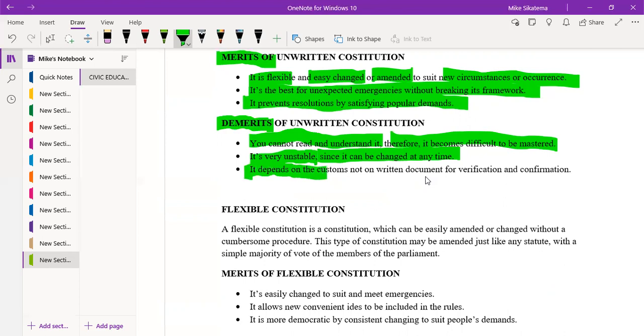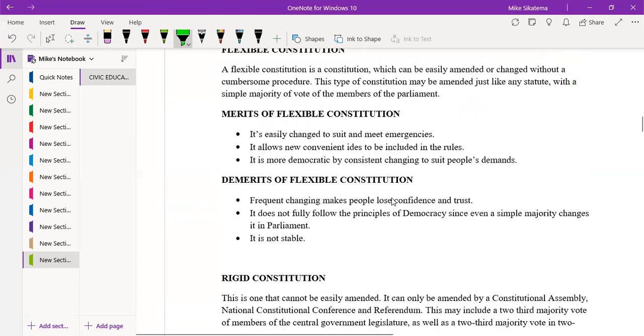It depends on the customs, not on a written document for verification and confirmation. So if something goes astray, no judiciary or judge will be able to say it is written in the constitution, therefore you haven't committed A, B, and C. There is no verification, there is no confirmation. Okay, so I hope you've understood that.